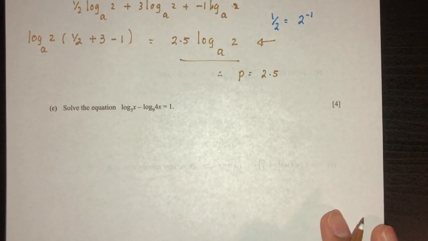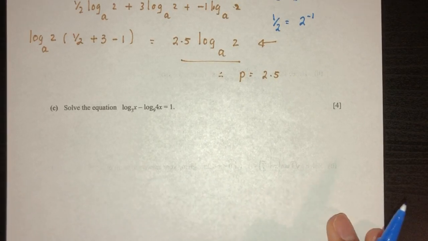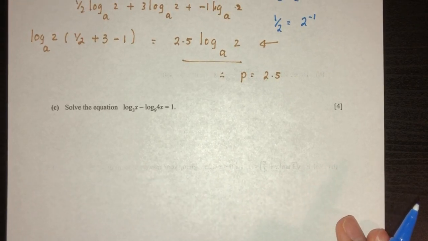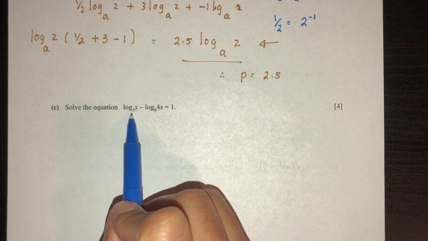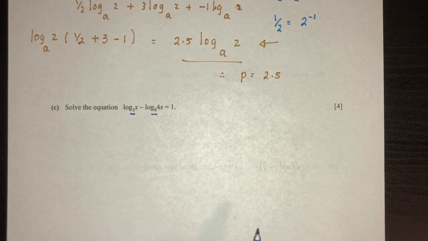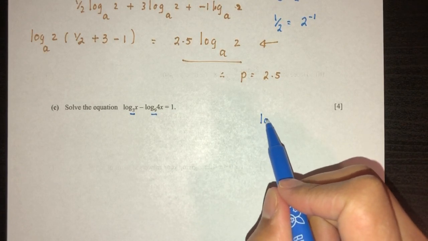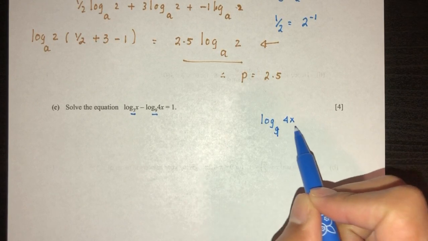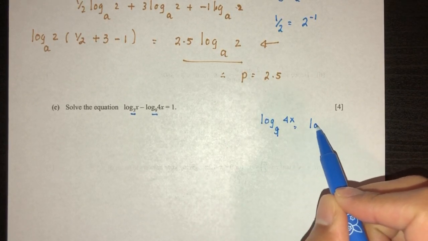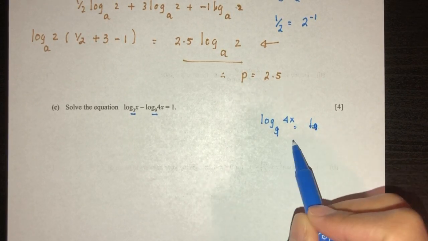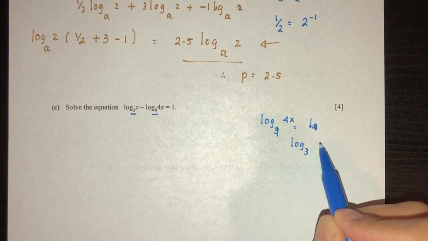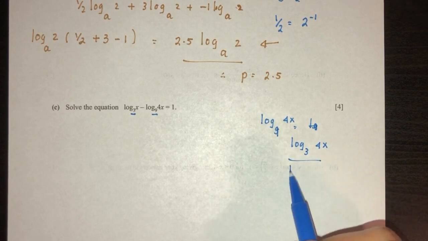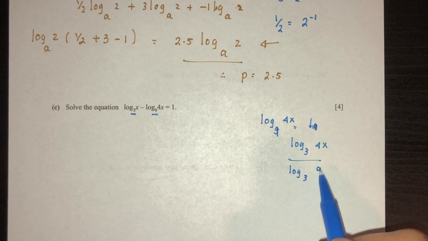Now for part C, we have to solve this equation. Step by step, the first thing you realize is that we have different bases, base 3 and base 9. So first, let's make this one become the same base, right? So log base 9 of 4x becomes the same base. Sorry, let me write this down again. Log base 3 of 4x divided by log base 3 of 9.